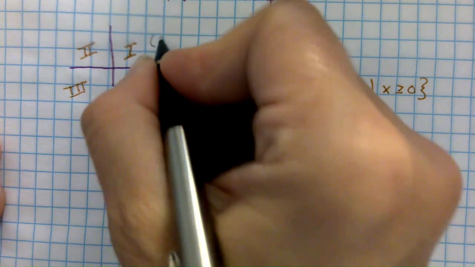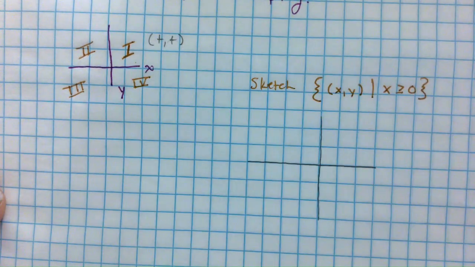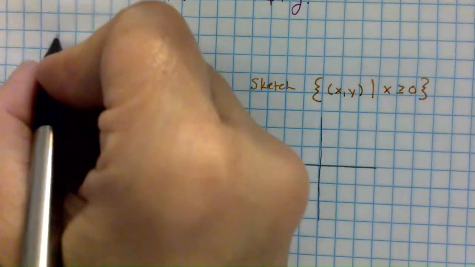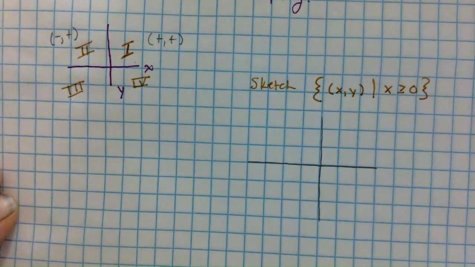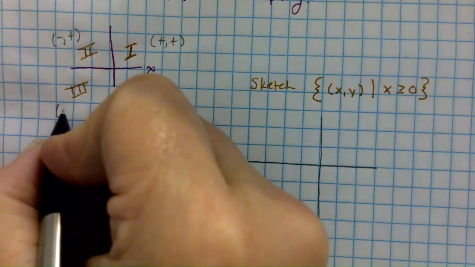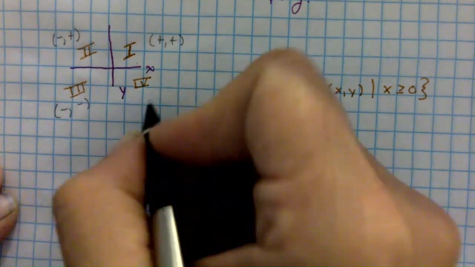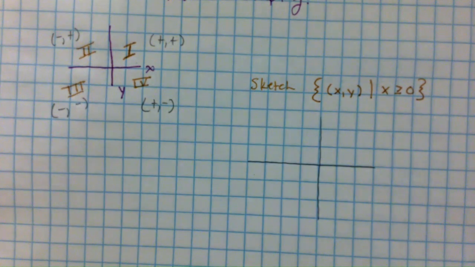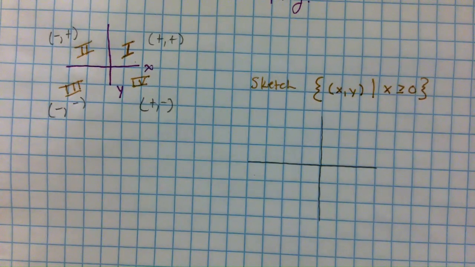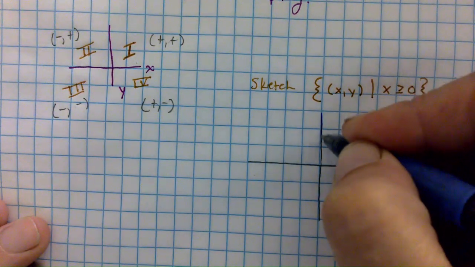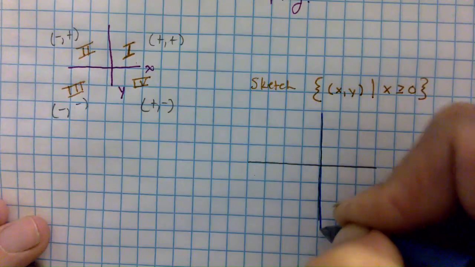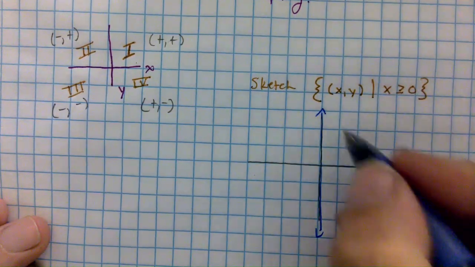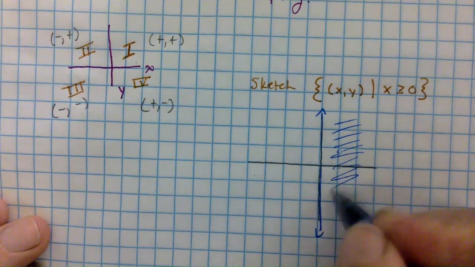We've got positive, comma, positive. Quadrant 1 would be good, right? Here we've got negative, comma, positive. That's x would be negative there, so no. Negative, comma, negative, definitely no. And positive, comma, negative. So it's these two, which means our boundary line is vertical. Why is our boundary line vertical? And then of course we have shading.